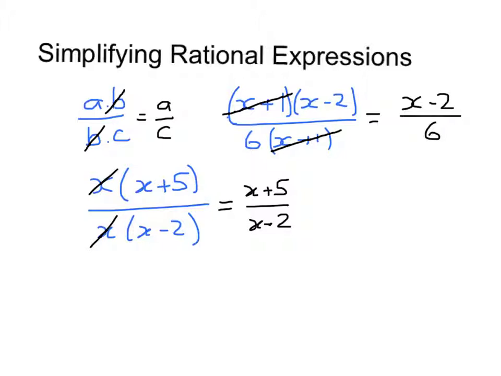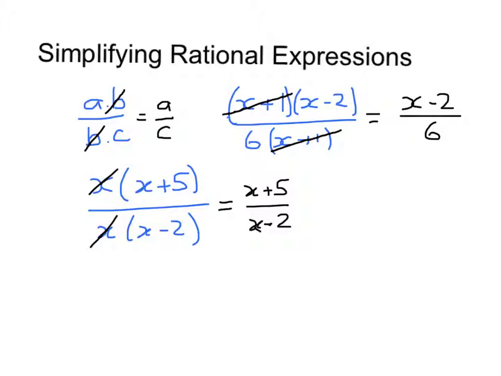It's tempting because you see an x on the top and an x on the bottom, but these are not factors any longer. On the top, you've got an x plus a 5. It's not an x times 5. On the bottom, you've got x minus 2. Those are not factors because it's x take away 2. It would be multiplying each other if they were going to be factors, so I can't cancel them.